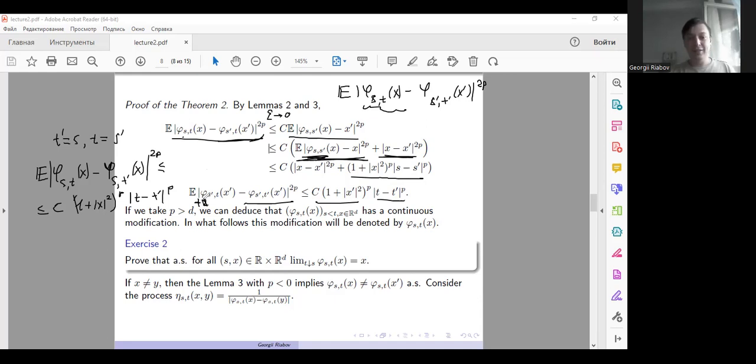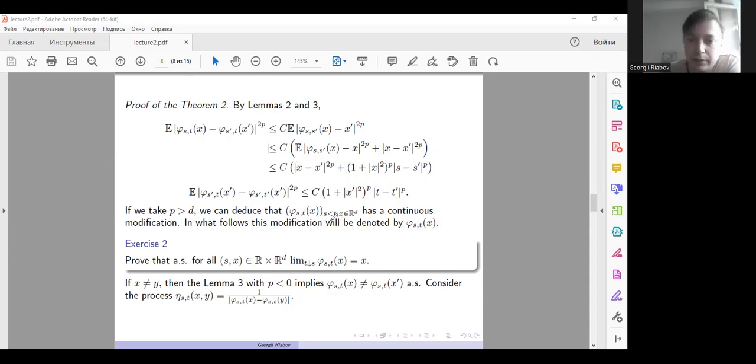Yes. Then we deduce that our family of solutions of SDE has a continuous modification. I will denote this modification by, again, phi.